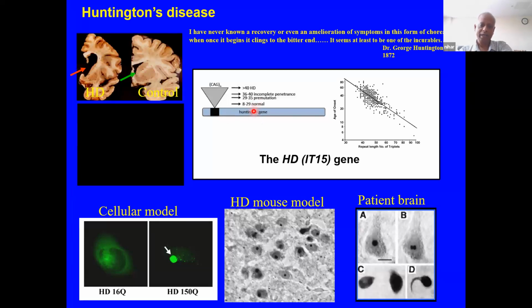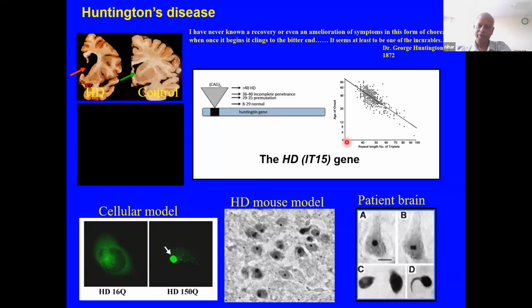But when the repeat length crosses, say, 40, then you are invariably going to have Huntington's disease. And in between, there could be a pre-mutation or incomplete penetrance. Now if you try to plot this, say the x-axis is the repeat length and the y-axis is age, you see there's an inverse correlation between age of onset and repeat length. So the higher the repeat length, the earlier the age of onset.